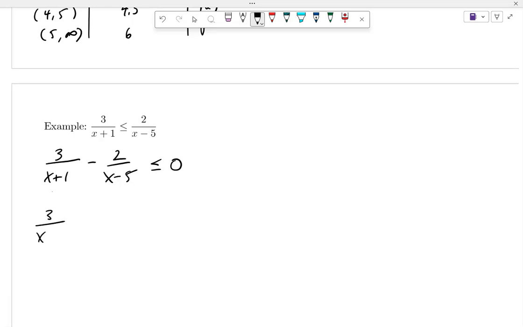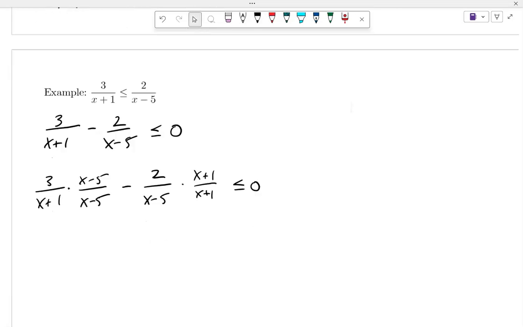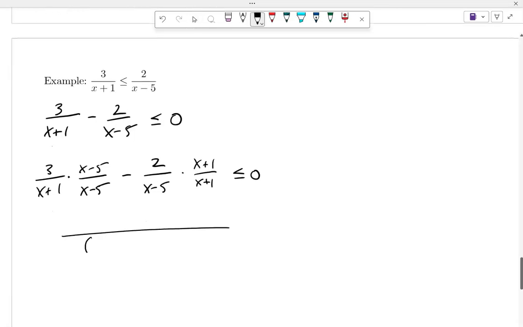Okay, good. So I'll take our 3 over x plus 1 times x minus 5 over x minus 5. And we'll take our 2 over x minus 5 and multiply by x plus 1 over x plus 1. Now we can combine. I don't need to multiply out the denominator. I want it factored anyway. Leave it as x plus 1 times x minus 5. On top, we'll have 3 times x minus 5 minus 2 times x plus 1. Just going across the top there, right?